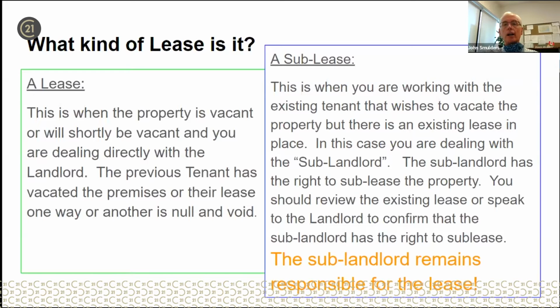A sublease is when you work with an existing tenant that wishes to vacate the property, but there is an existing lease in place. In this case, you're dealing with the sub-landlord. The sub-landlord must have the right to sublease the property. You should review the existing lease or speak to the landlord, not the sub-landlord, to confirm that the sub-landlord has the right to sublease.